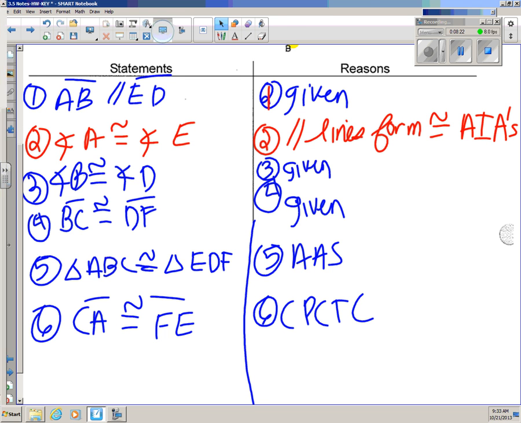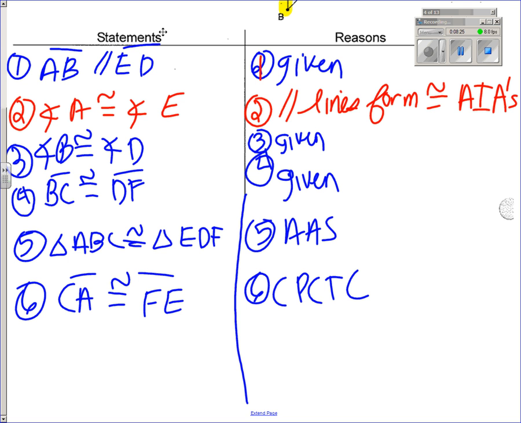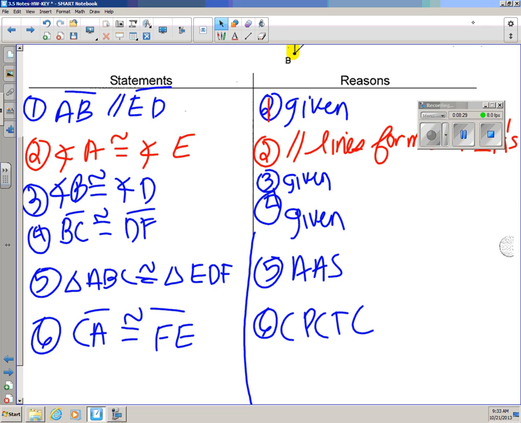Let's look at the picture with it. Does it show the picture? No, it doesn't show the picture. Okay.